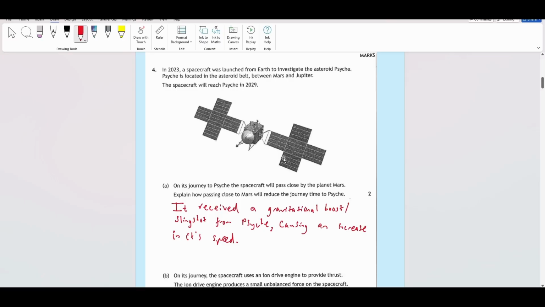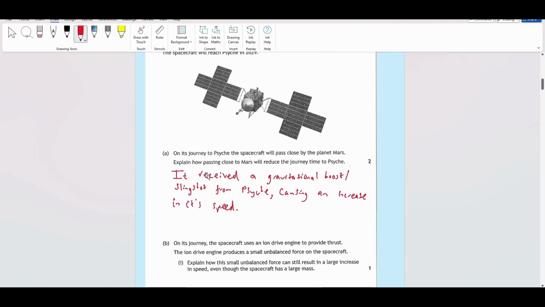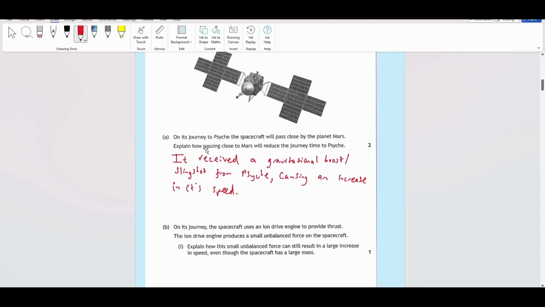Question 4 says, in 2023, a spacecraft was launched from Earth to investigate the asteroid Psyche. Psyche is located in the asteroid belt between Mars and Jupiter. The spacecraft will reach Psyche in 2029. A says, on its journey to Psyche, the spacecraft will pass close by the planet Mars. Explain how passing close to Mars will reduce the journey time to Psyche. So I've written, it received a gravitational boost or slingshot from Mars, causing an increase in its speed.